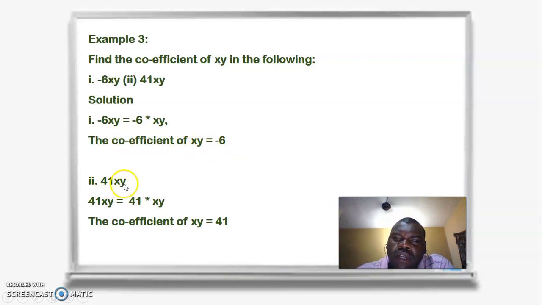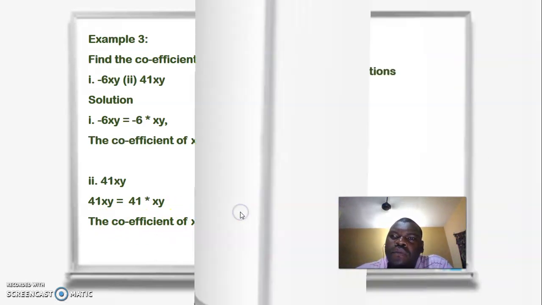Then 41xy is equal to 41 times xy. Therefore, the coefficient of xy is equal to 41.